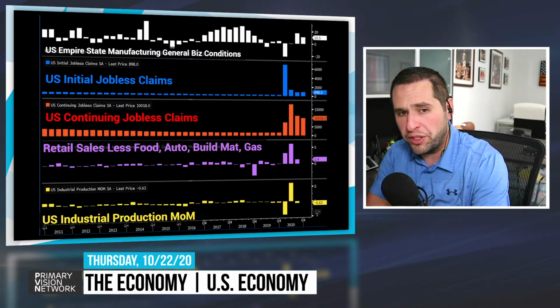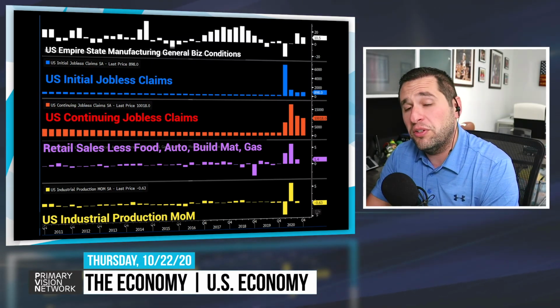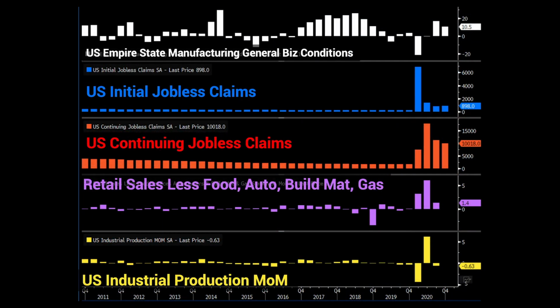And this is just going to look at some specific data points, which is why we had a mix, because the Philadelphia data was better, but as we look at U.S. Empire manufacturing data, here you can see that there was an increase of 10.5, which again is positive, but the estimates were for 14. You look at U.S. jobless claims, the estimate was for a new 825,000. It was a new 898,000. Continuing claims was slightly better. 10.55 million was the estimate. We came in at 10.01.